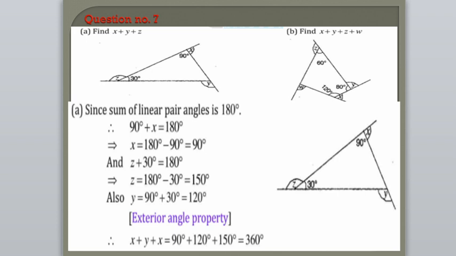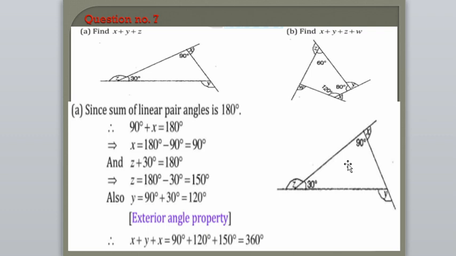Now question number 7. In question number 7a, it is given find x plus y plus z, and in b it is given find x plus y plus z plus w. So here earlier we took out the interior angle measure, but here we have to take out the exterior angles, and those exterior angles we have to add, because in the question it is given find x plus y plus z. So in the first question, it is given a triangle with 3 sides and 3 angles.